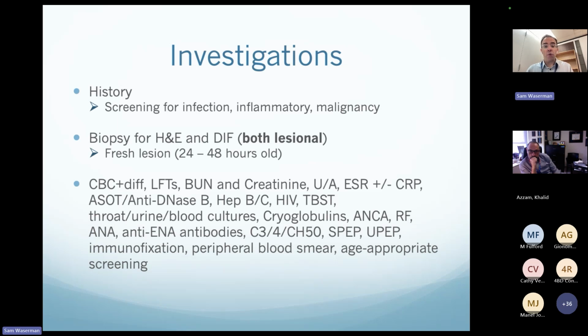So it's important to screen for infection, inflammatory conditions, malignancy, autoimmune connective tissue disease. Fresh biopsies are critical. And unlike vesiculobullous disease, when you're biopsying a vasculitis, you want it to be lesional. So this is a lesional biopsy for DIF, or direct immunofluorescence. Remember, we put that in Michelle's. And also for H&E. So we did multiple biopsies. They're still pending. And the serological workup you see below, looking for all possibilities.